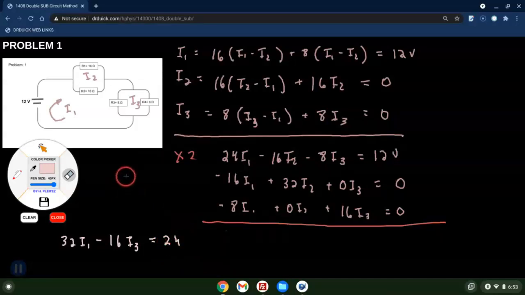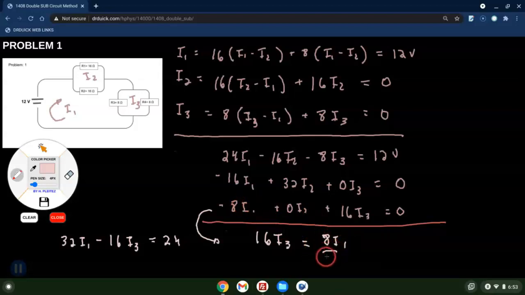So to do the next part, I'm going to take a look at my variables, and I'm going to take this one and manipulate it. So I'm going to manipulate this equation. I'm going to put 16 I3 here, and I have 8 I1 over here. Just divide. That's easy because that means 2 I3 equals I1. That's important. I'm going to put a circle around it.